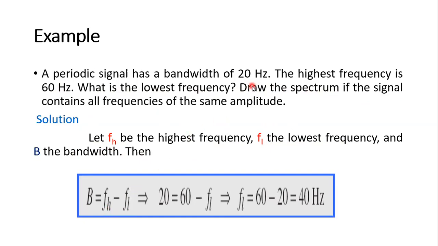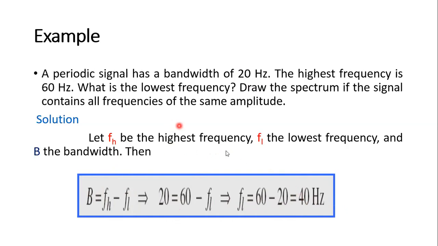FH equals 60, the highest frequency. The lowest is not given. Okay, therefore, FL equals FH minus bandwidth. So where FH equals 60 and bandwidth equals 20. Yes, therefore 60 minus 20 equals 40 hertz. So this is the lowest frequency.